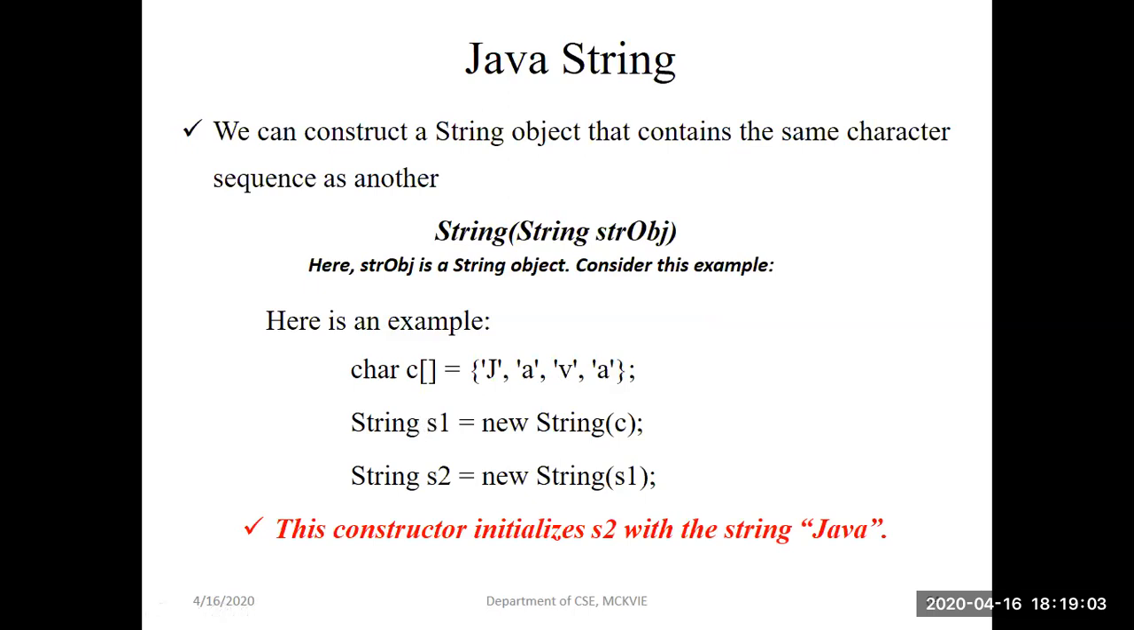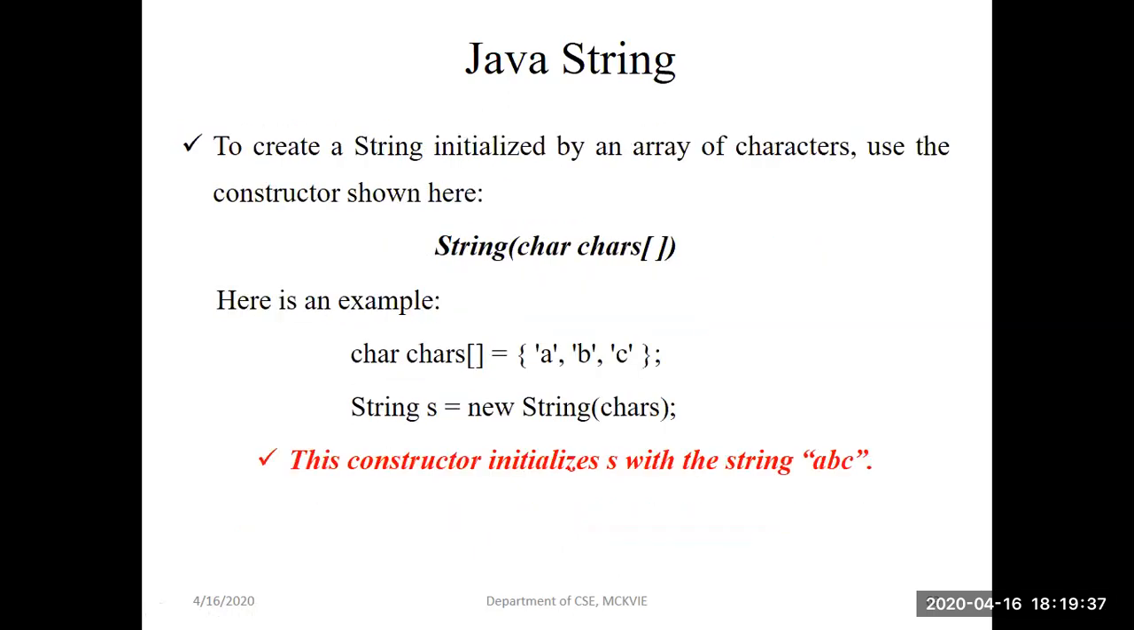But when I create another string object, s2, and call the string constructor, I am passing s1 there. What is the meaning of that? I am passing a string object as a parameter of the string constructor. So what will it do? It will just create a clone of s1. So the value of s2 will also be Java. The constructor initializes s2 with the string Java. Hopefully you understood this concept.